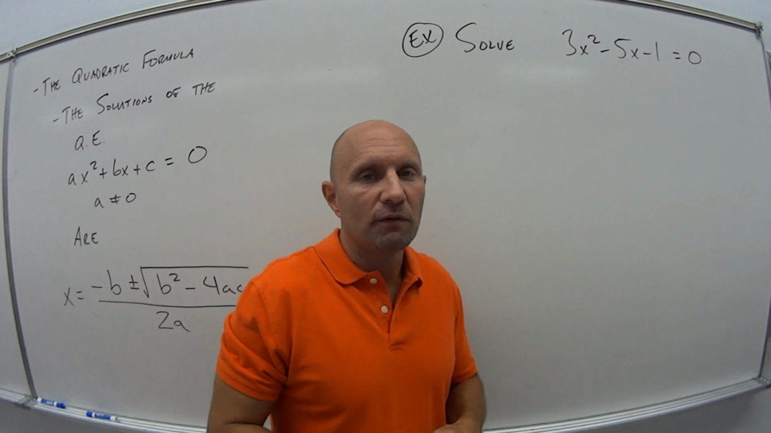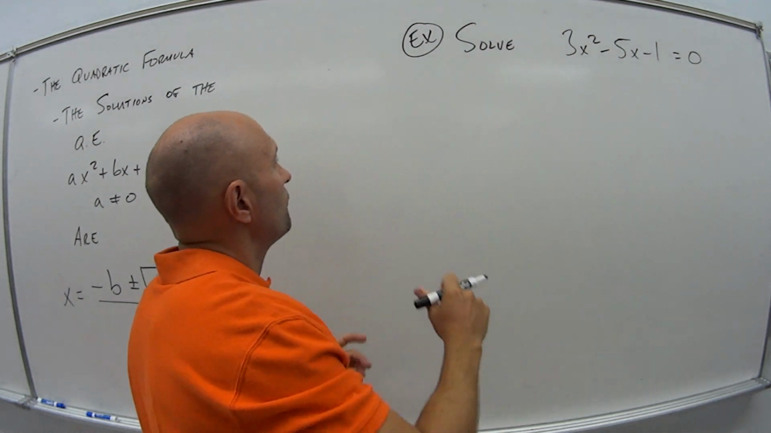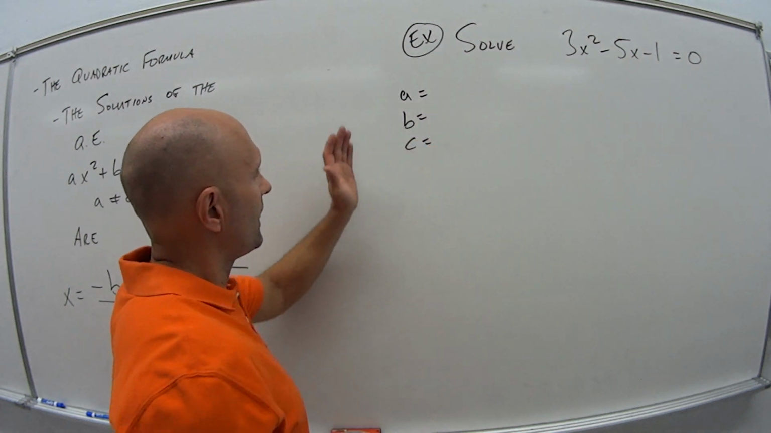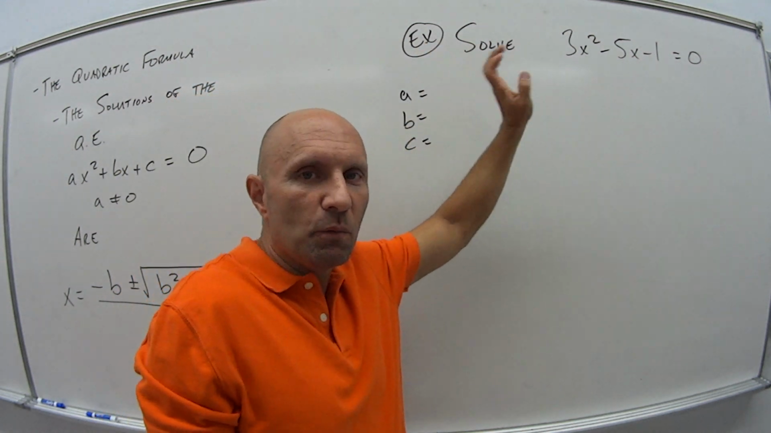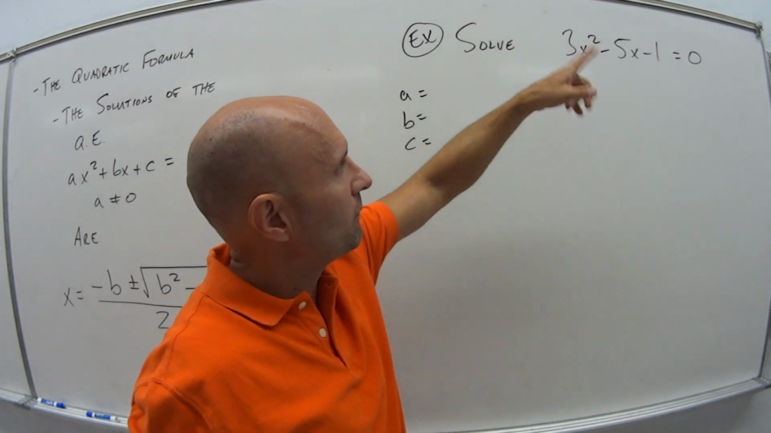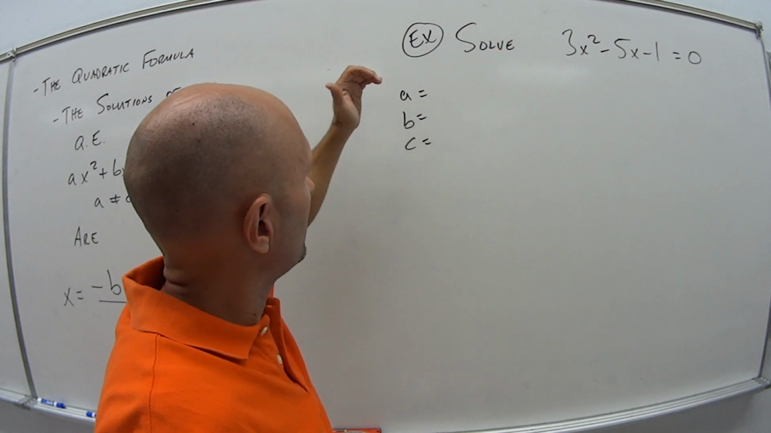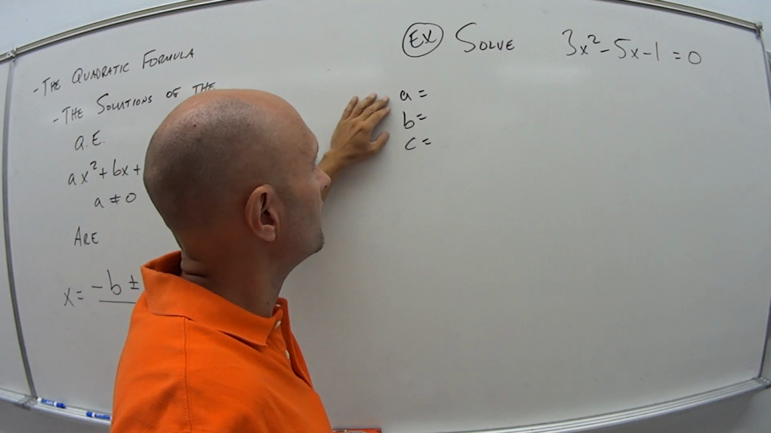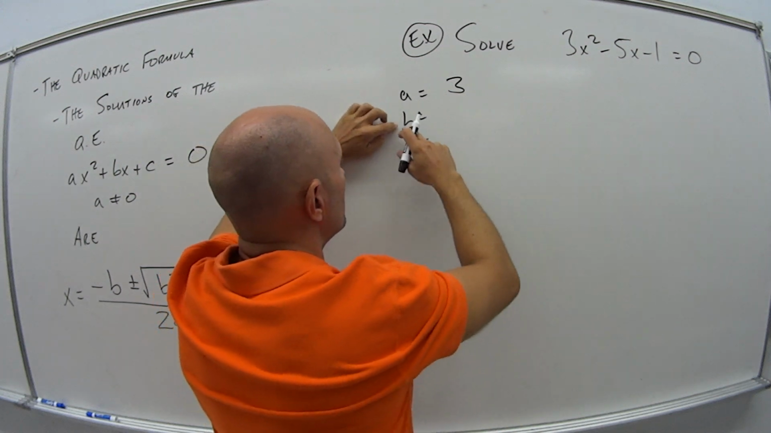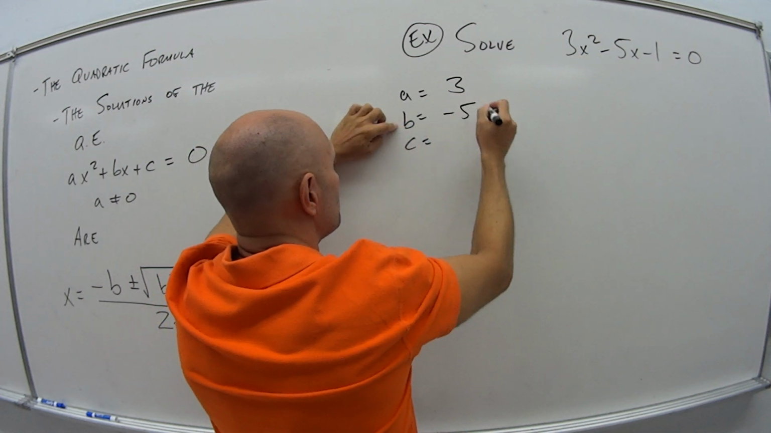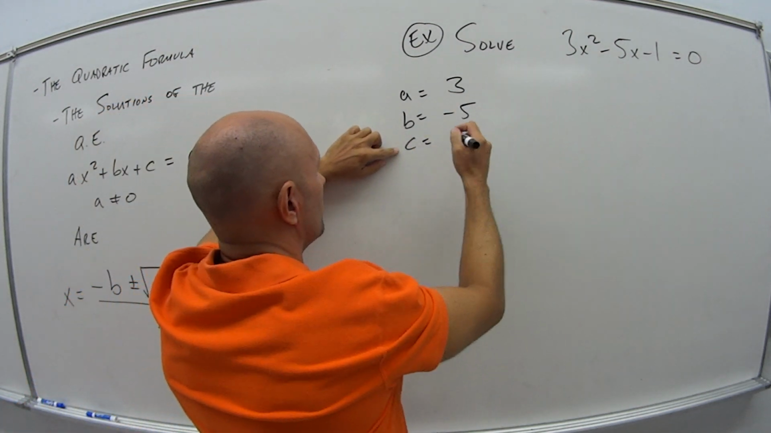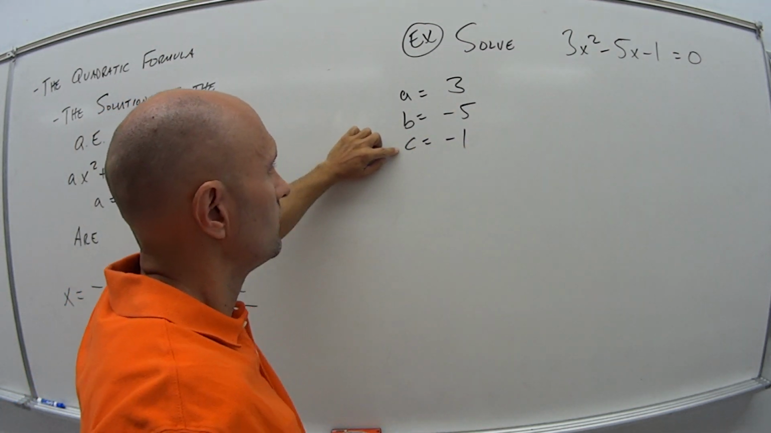Whenever I work a problem, if I'm solving it by the quadratic formula, the first thing I'm going to do is give myself a little list on the side. What's my a, what's my b, what's my c? So that as I'm plugging into the formula, I'm not going back and trying to figure it out. I can just look over here and say, oh, a is this, b is that, c is this. So a in this case is what? a is positive 3. b is negative 5. You have to bring the negative signs with you. And c is negative 1.